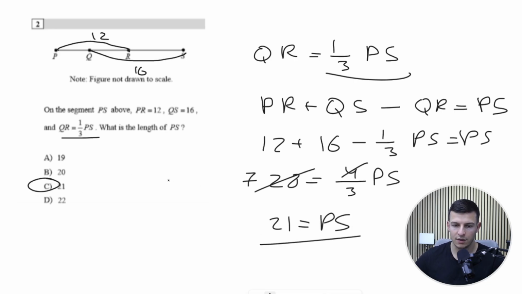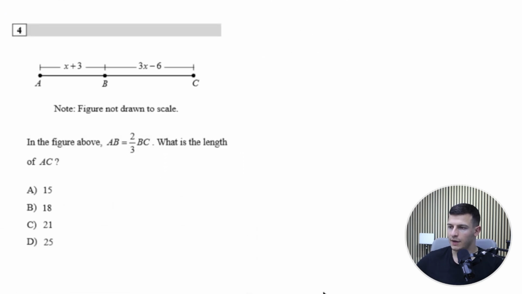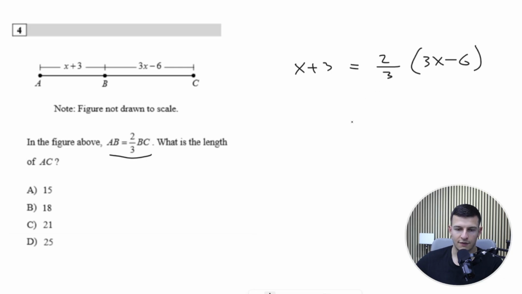A bit of a tricky question, but a good one. In the figure above, AB is equal to 2/3 of BC. What's the length of AC? So what's AB? AB is x plus 3, which is equal to 2/3 of BC. What's BC? 3x minus 6. Now, if we find x from here, that can give us AB, and then we can find BC, and then we can find what AC is by adding AB plus BC.